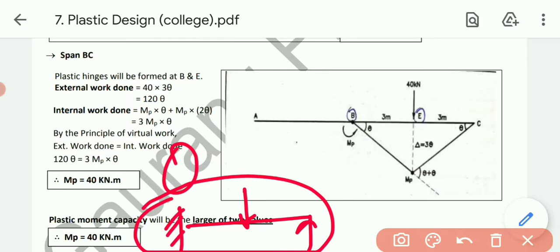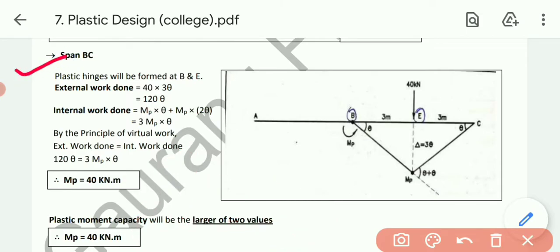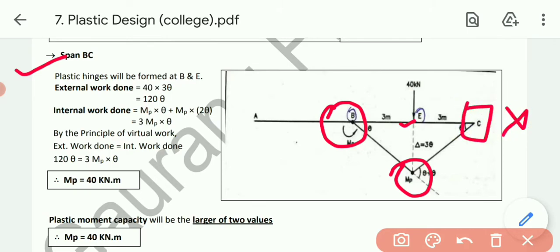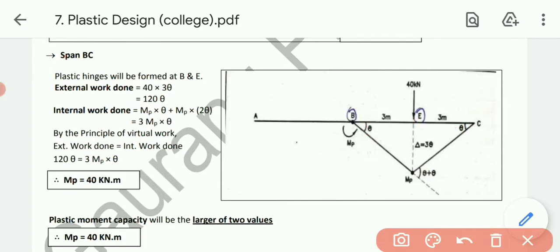Say span BC. Now plastic hinges will be produced at B, the intermediate support, then at the center moment will always be produced, give it the notation E, and at C moment will never be produced as it is a simple support at the end of the span. Or we can say at the end of the beam. So let's talk about the beam mechanism. We have solved this kind of sums before also.